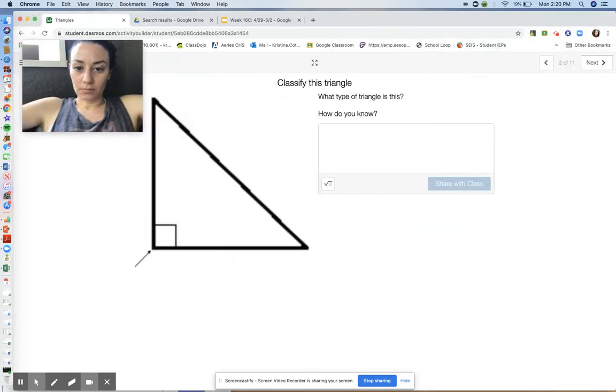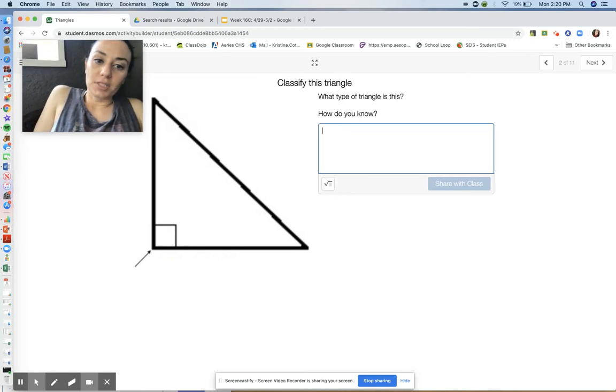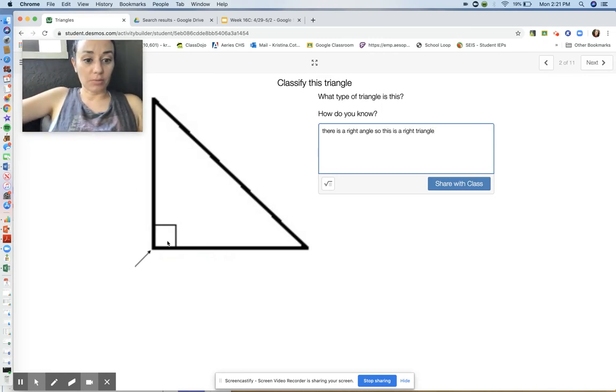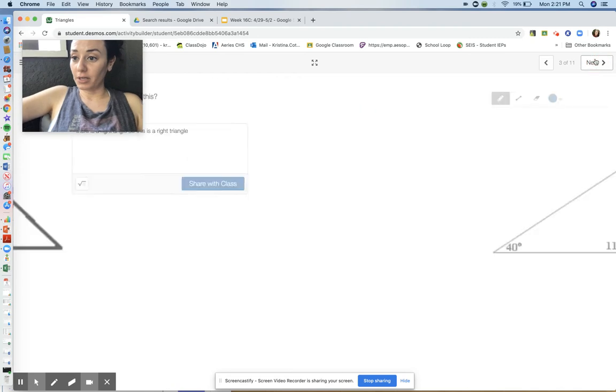Next. What type of triangle is this, and how do you know? I'm giving it away for you, like right here. Come on, people, look at this angle. How many degrees is this angle? It's 90. So there is a right angle, and this is a right triangle. There's only one angle that is going to be 90 degrees, and it's this corner of a box right here.